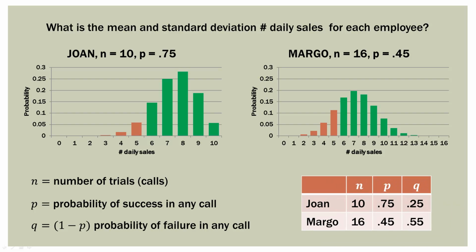So we'll summarize this in a chart. Joan makes on average 10 calls per day. Her probability of success, P, is 0.75. Therefore, the probability of failure is 0.25. For Margot, she makes on average 16 calls per day. Her probability of success is 0.45. Therefore, her probability of failure is 0.55. So we just put that in a chart so you can see where we're getting our numbers from.